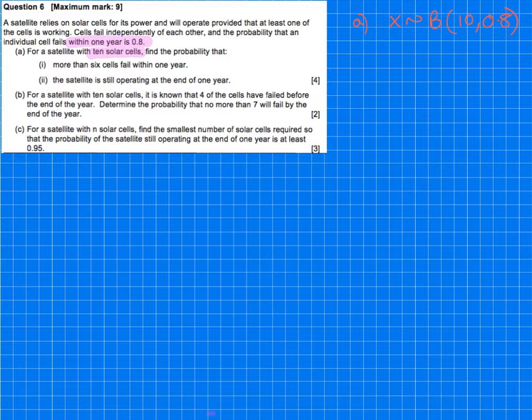The first part of the question says more than 6 cells fail. So that is the probability that X is more than 6. More than 6 when you've got 10 of something means 7, 8, 9 or 10. So X is greater or equal to 7 would be the same thing. We then just use our calculator to work out that probability.